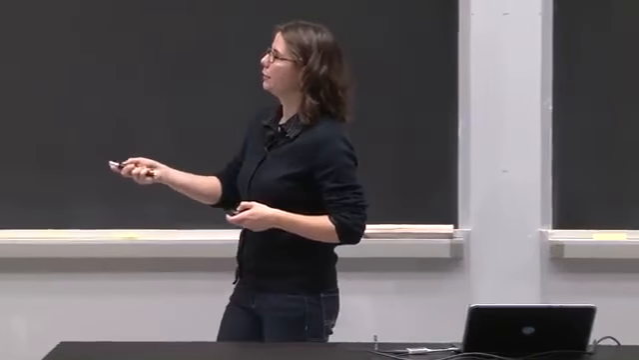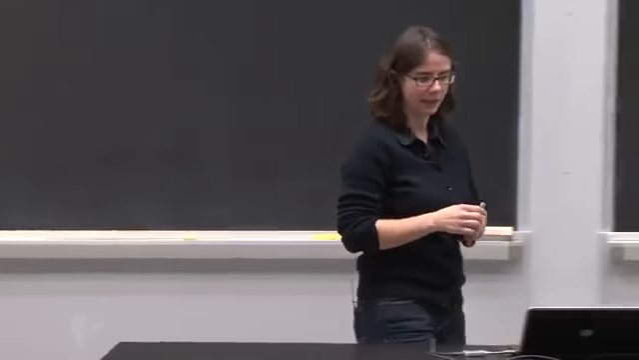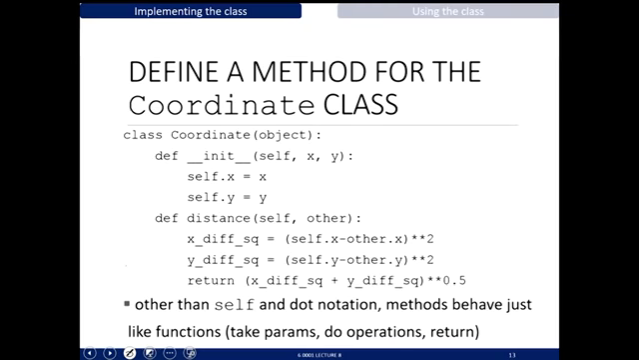So let's go back to defining our coordinate class, and let's define a method for it. So far, we've defined class coordinate and an init. So we have that. In this slide, we're going to add this method here. I'm going to define a method called distance, and I'm going to pass in 2 parameters. Remember, self, the first parameter, is always going to be the instance of an object that you're going to perform the operation on. By convention, it's always named self.